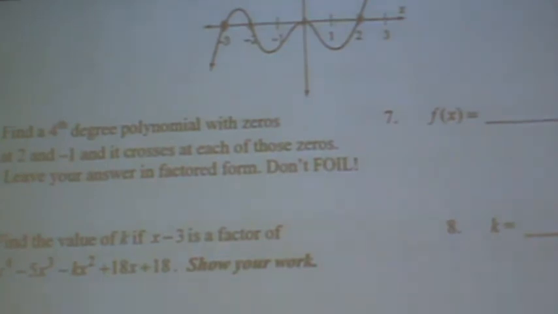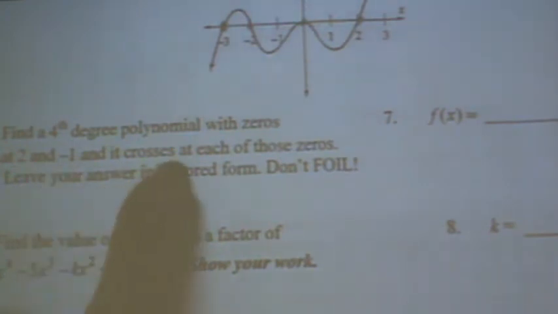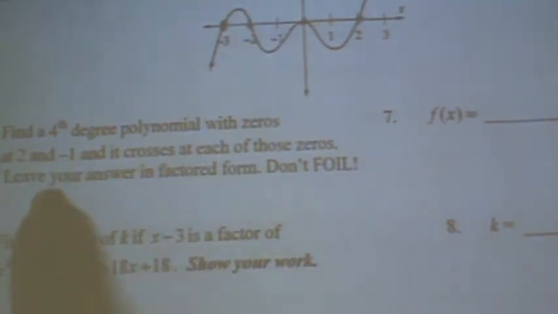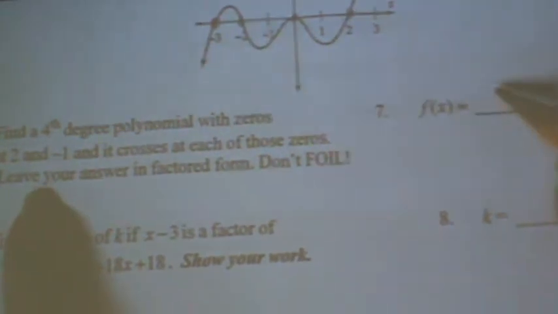Number 7. Give me a 4th degree polynomial with zeros at 2 and -1, and it's telling you that it crosses at each of these zeros. So if it crosses at each of them, each exponent has to be odd. So you could have x minus 2 cubed, and then x plus 1. Or you could reverse these two.